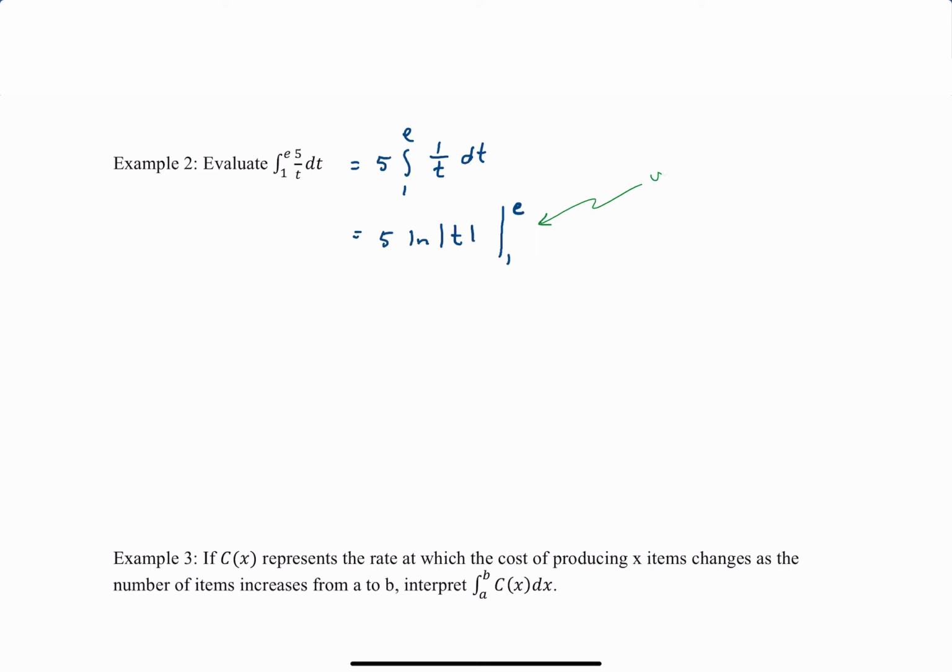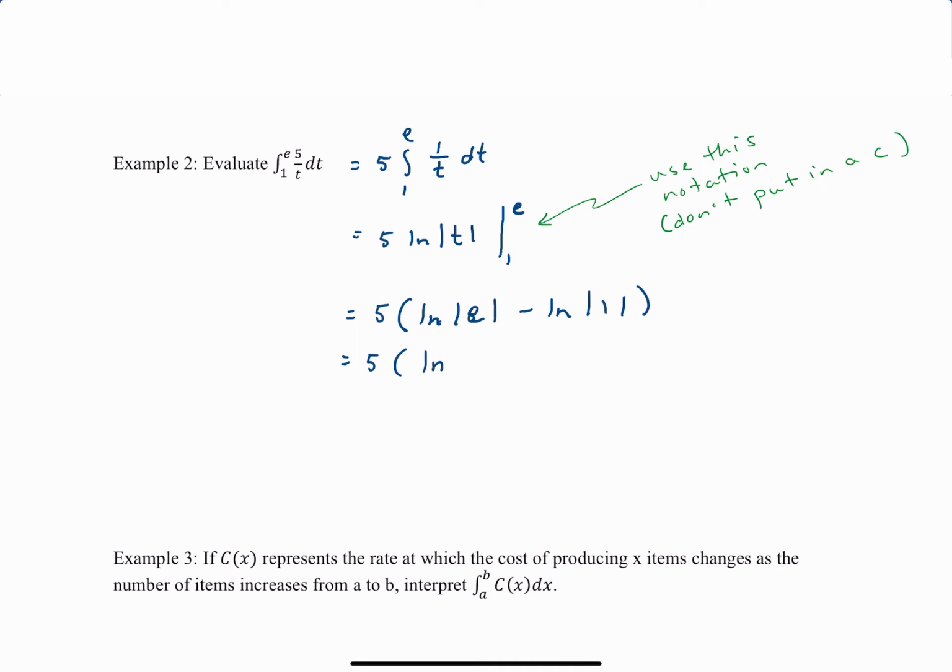And again, you do need to use this notation and don't put in a C. So I have 5 times. Now putting in those numbers, ln of the absolute value of e minus ln of the absolute value of 1. Those absolute value bars aren't actually doing anything because e is positive and 1 is positive.